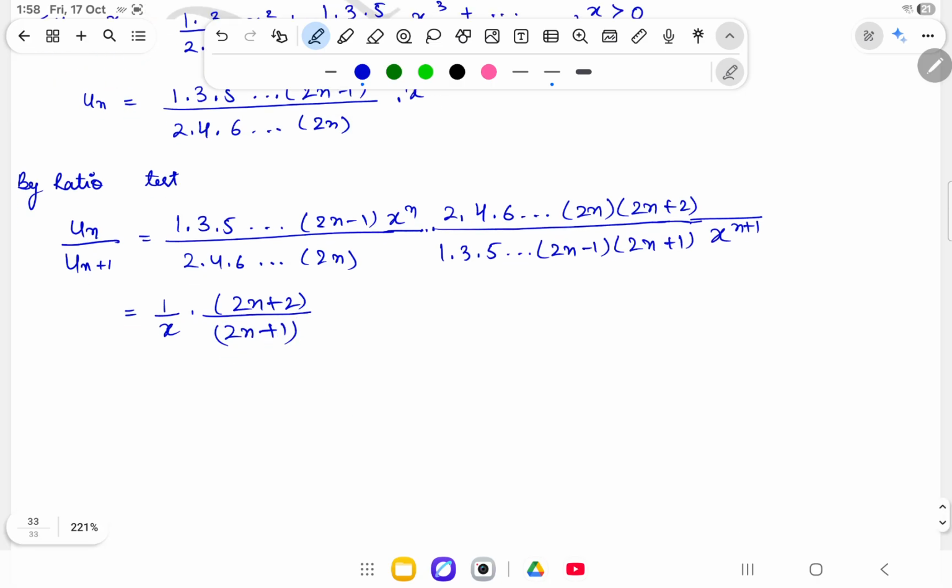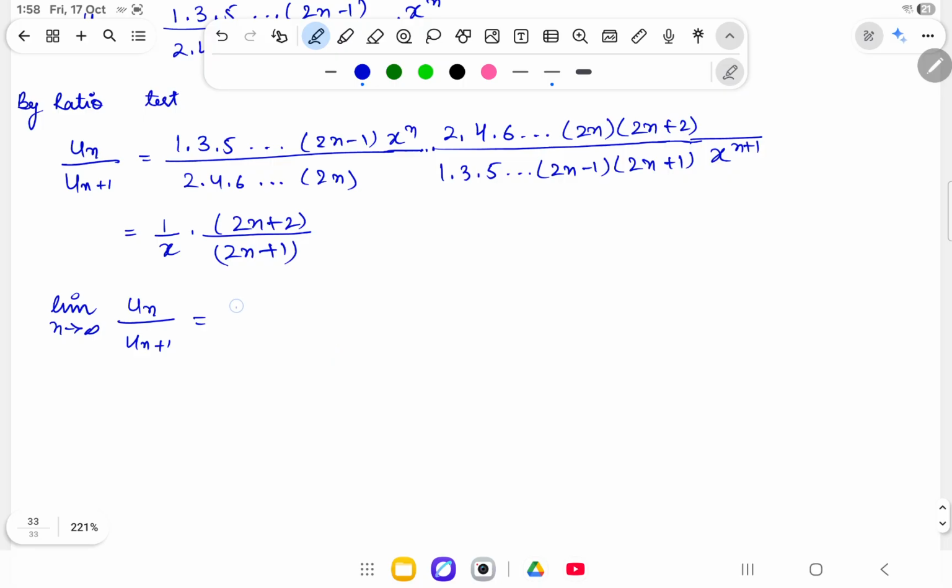Now if we take its limit, that is limit n approaches infinity of un by un plus 1, it will be equal to 1 by x times limit n approaches infinity of (1 plus 2 by 2n) divided by (1 plus 1 by 2n), and taking the limit, it will be equal to 1 by x.